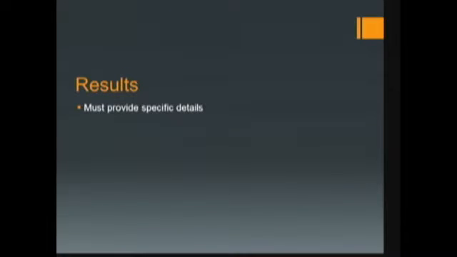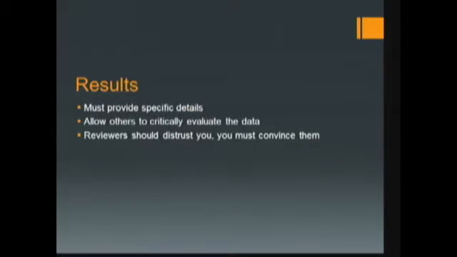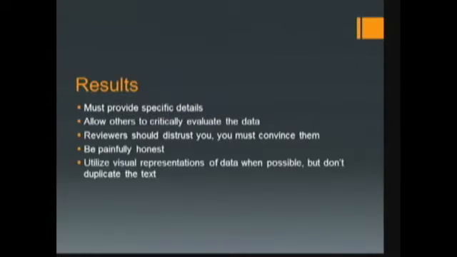Next to the results section, you want to provide all the specific details. Again, you want to allow others to critically evaluate the data, and the reviewers should distrust you, and you must convince them. So this is not just a discussion among friends who already believe you. You have to assume that they don't believe you and convince them otherwise. You have to be painfully honest. If there are things that don't fit your hypothesis or that don't fit your conclusions, you really need to present them anyway and try to explain them if you can. Utilize visual representations if you can, but don't just duplicate the text. That annoys the editors and the readers.